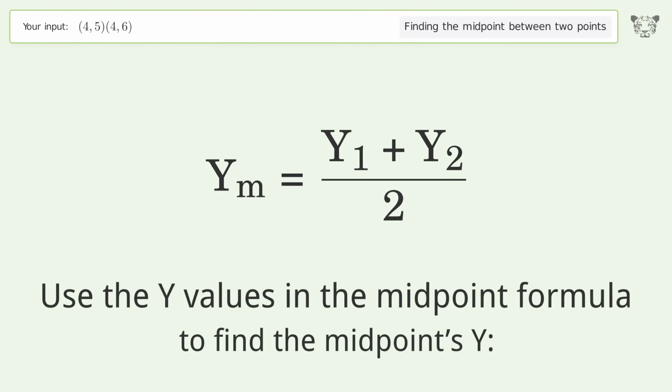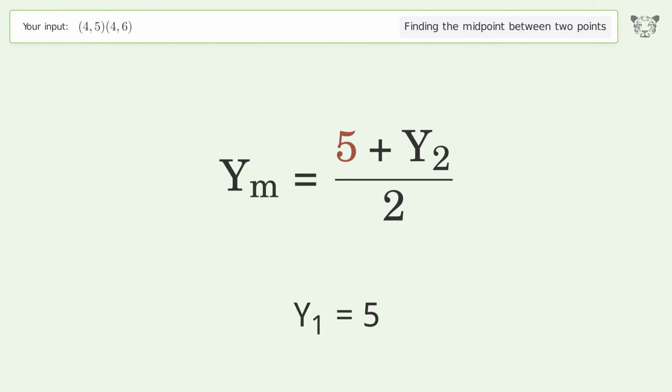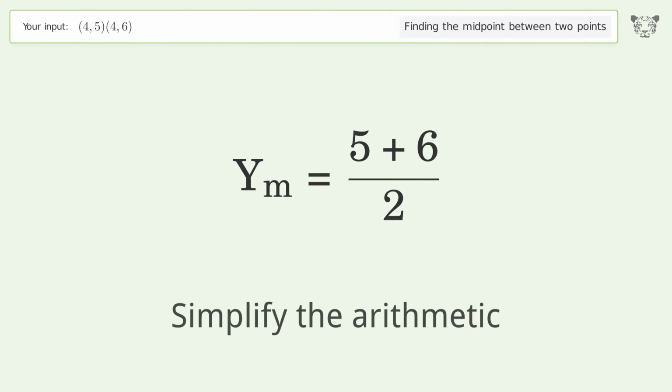Use the y values in the midpoint formula to find the midpoint's y. y1 equals 5. y2 equals 6. Simplify the arithmetic.